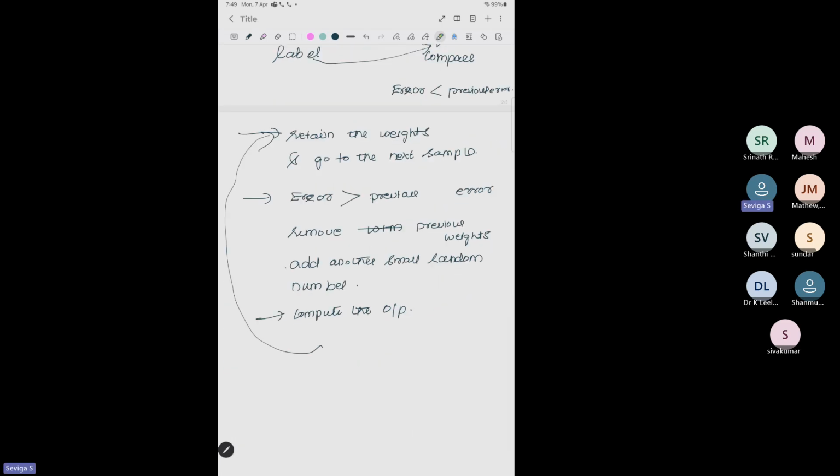If it is matching, we'll go on to the next sample. For every sample, we will be doing this process iteratively. So we can continue this process of picking and nudging the weights until the results improve. So this process will be continued.